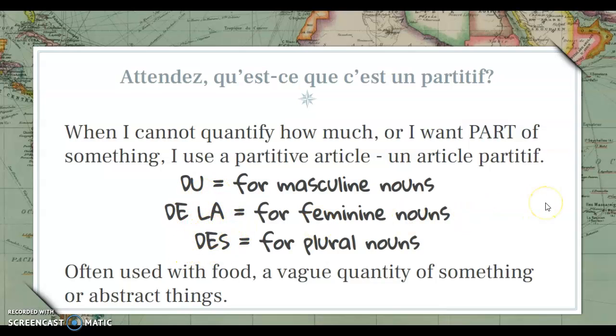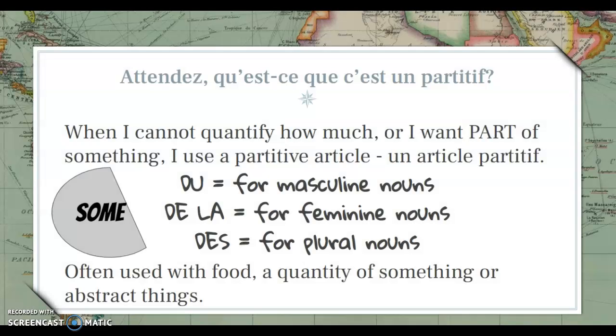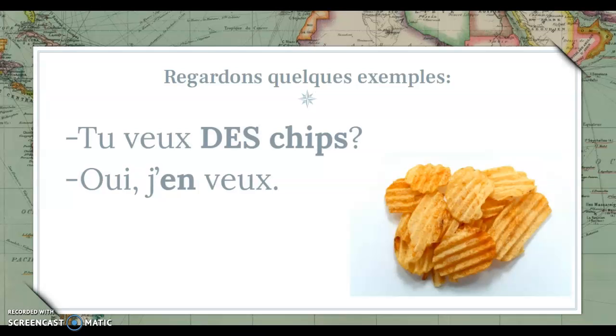Okay, most often it is used with food or a vague quantity of something. It can also be used with abstract things like love, patience, things like that. And in English, it means some, okay, is what I'm going to use en for. So, a couple examples. Tu veux des chips? Oui, j'en veux. J'en veux, I want some, referring to des chips. Des chips is using des, which is a partitive.